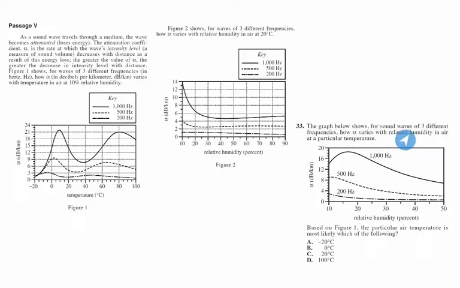The graph below shows for sound waves with 3 different frequencies how the coefficient varies with relative humidity in air at a particular temperature. Based on figure 1, the particular air temperature is most likely which of the following? So we have to match this chart with this chart, the temperature. The easiest thing to do is just process of elimination. Negative 20 isn't even shown here, but they would all be right around 2 or 3, and it doesn't look like that's the case, right? Because it looks like 10 goes back up. So I'm going to say negative 20 is definitely out.